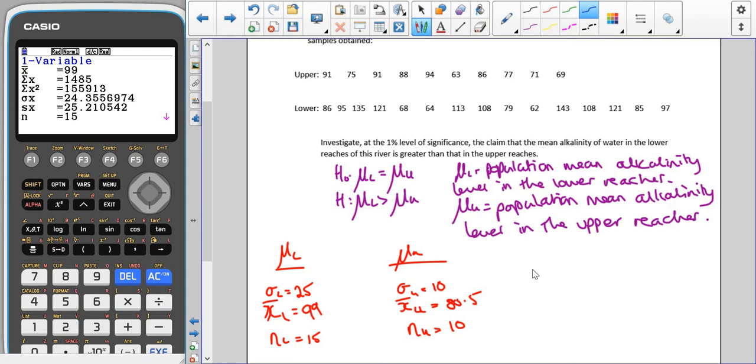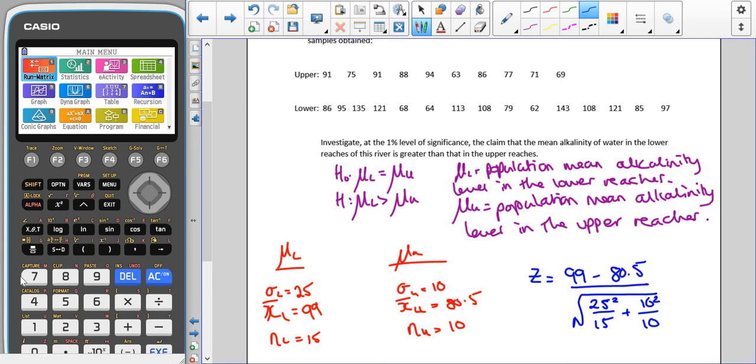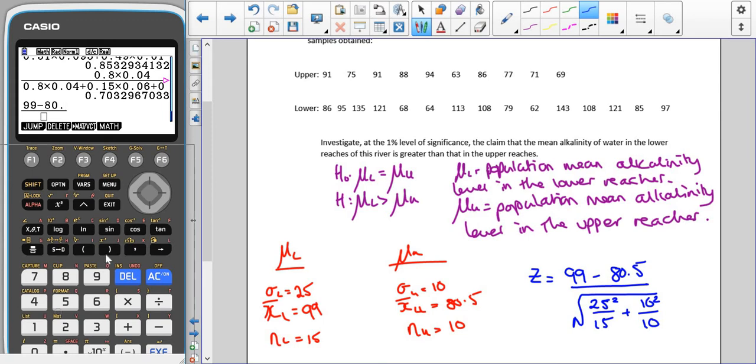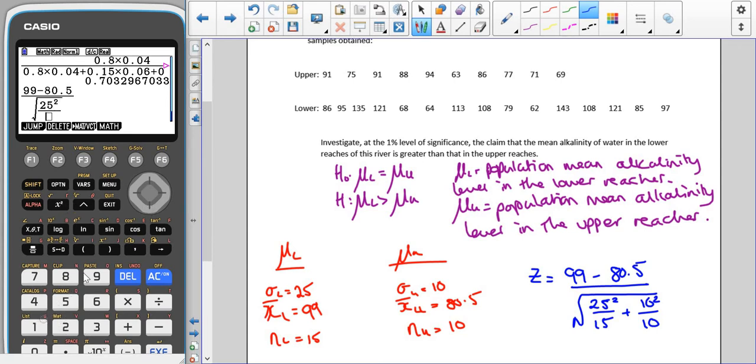So then we're going to use our formula. Remember that this gives us Z, which is our test statistic, and we have to do mu L, which is 99, minus mu U, which is 80.5, divided by the square root of 25 squared over 15 plus 10 squared over 10. And now we just need to enter that into the normal part of our calculator. So 99 minus 80.5 divided by the square root, shift and then the squared sign, of 25 squared over 15 plus 10 squared over 10.